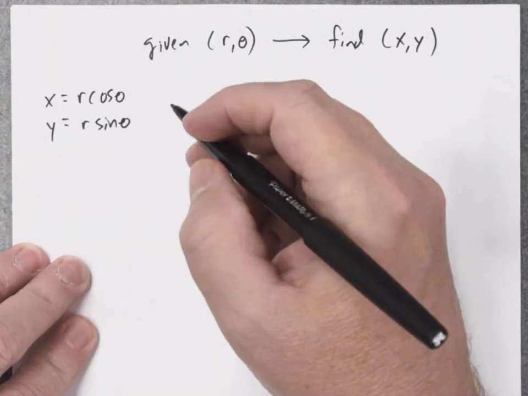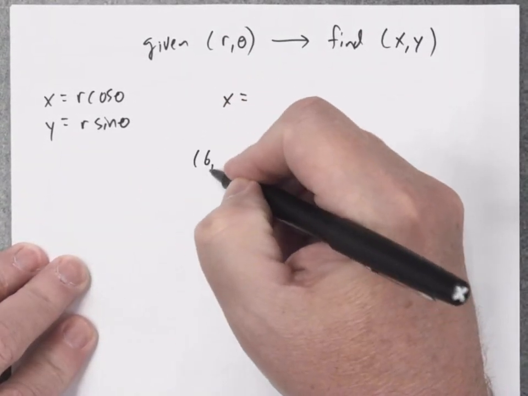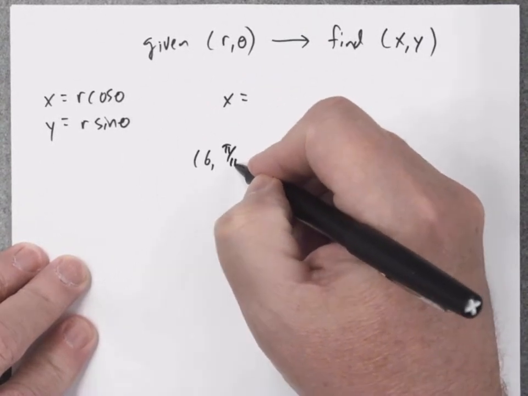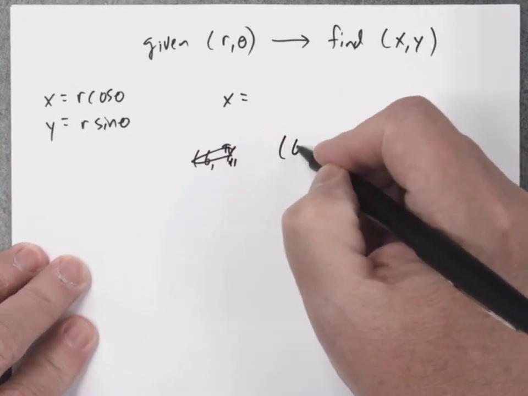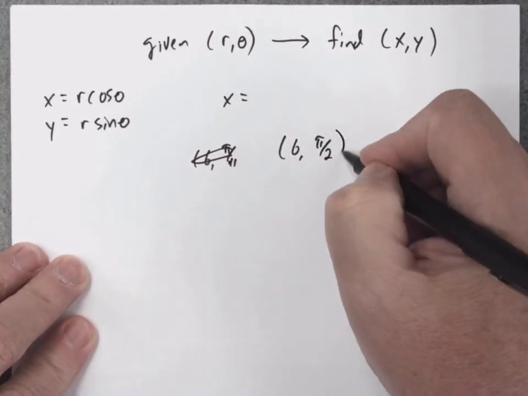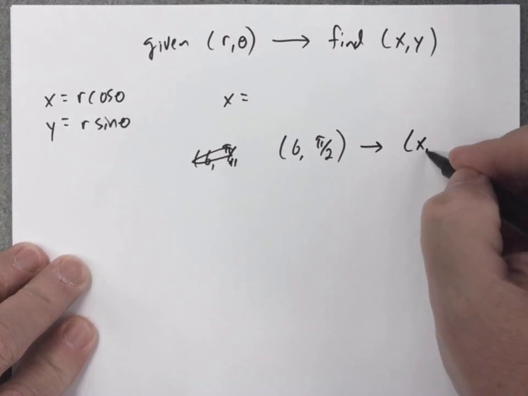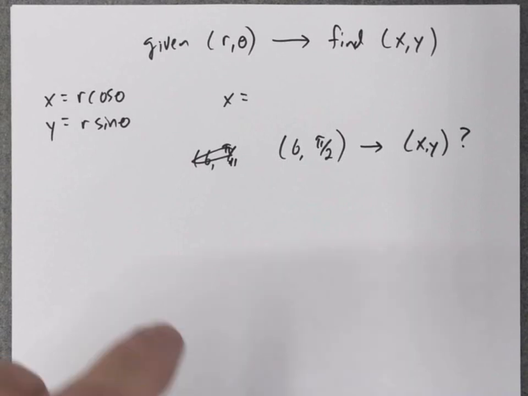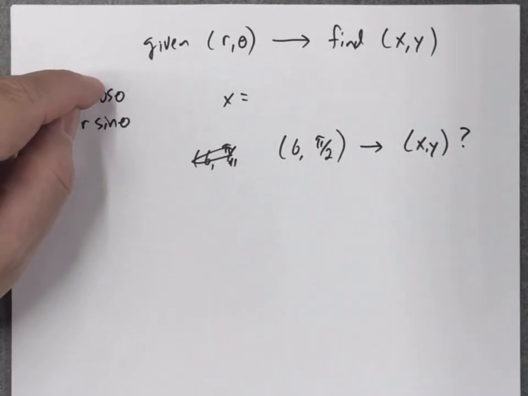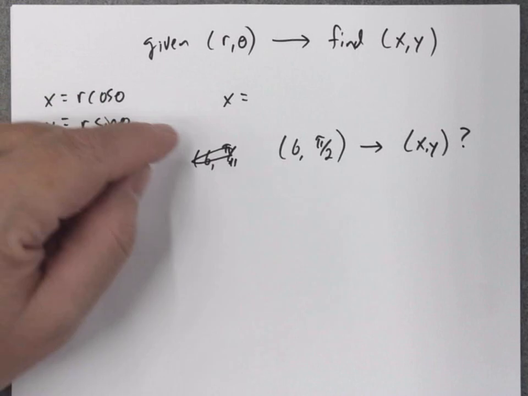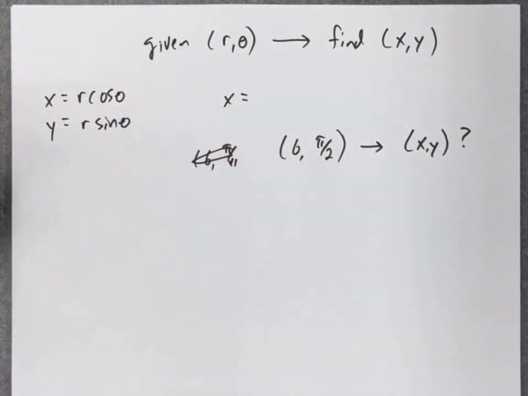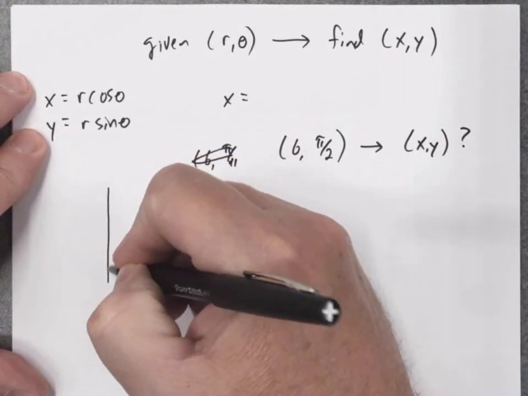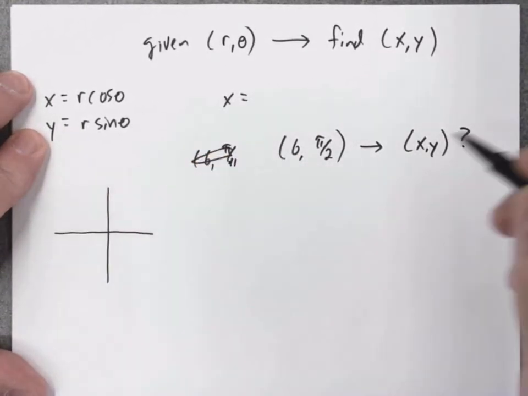So the problem is 6 is my radius, or r, and the angle is pi over 2. And what is it in rectangular coordinates? Now you could go ahead and use these formulas, although here's what I always say to do: plot the point. It's like a sanity check, make sure you're not making mistakes.